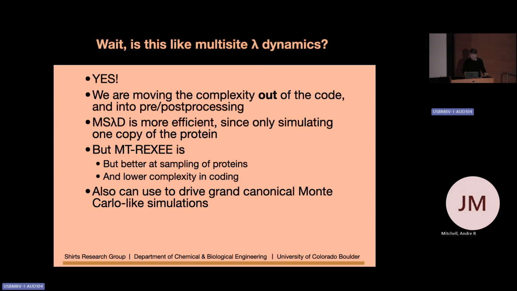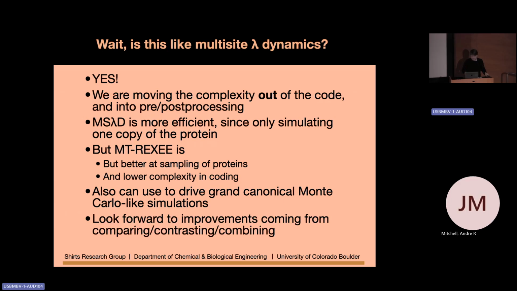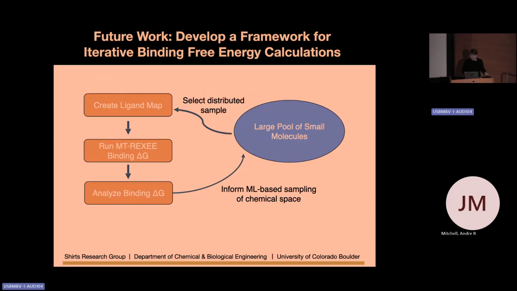It also can be used to drive grand canonical Monte Carlo simulations. We're working on that, inserting molecules one by one into a system. And we really look forward to improvements coming from comparing, contrasting, combining. Like, what is the gordita you stick inside the quesadilla? We really want to see from this. So, future work: how can we really combine these to ligand maps and explore, setting up from the beginning tens of thousands of ligands, and then gradually use machine learning to decide where you're going to go as you move through space with large ensembles of these ligands running.